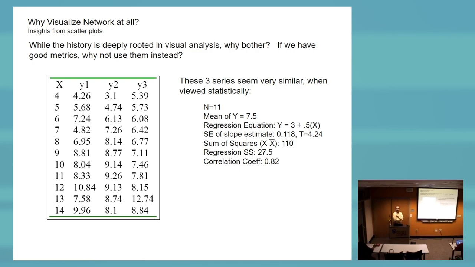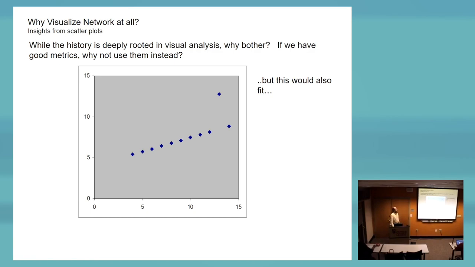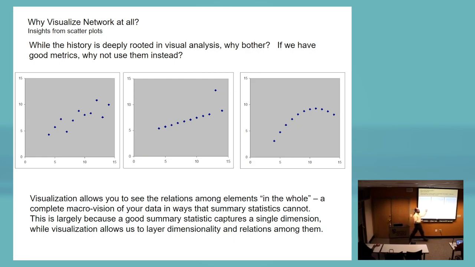But if you look at them in a scatter plot, this is y1, this is y2, this is y3. We see something fundamentally different across these three that is missed in the statistical summary. And this is the power of visualization. It lets us see something about the whole, as opposed to a collection of individual pieces. So what I would like to do is figure out, is there an analog to this for a sociogram?